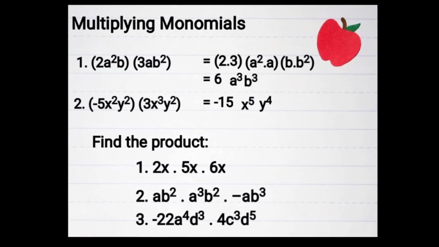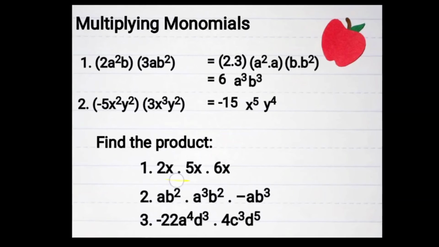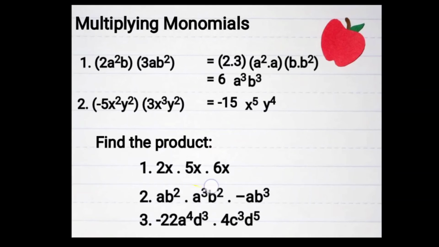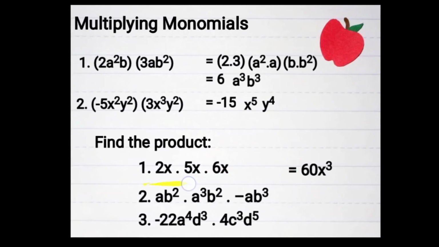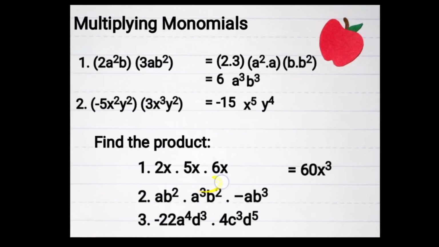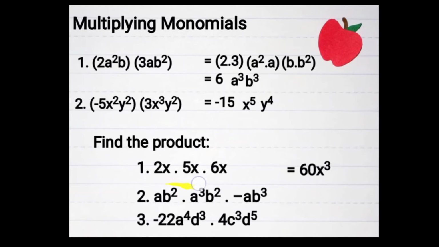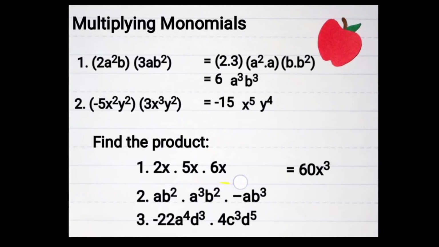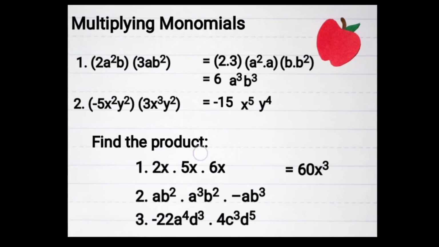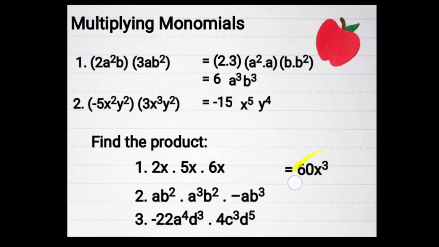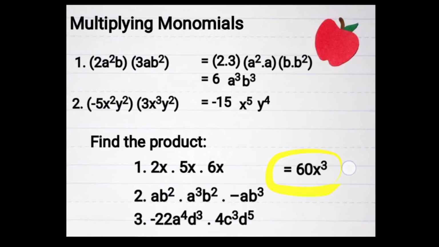For number 1, let's have 2x, or 2 times x times 5 times x times 6 times x. So 2 times 5 is 10 times 6 is 60. Then as you can see, we multiplied x 3 times. So x times x times x, or simply 1 plus 1 plus 1 is 3. That's why we have here 60 times x cubed.